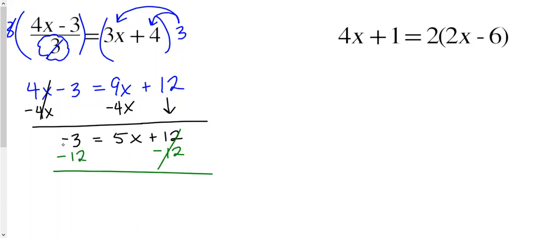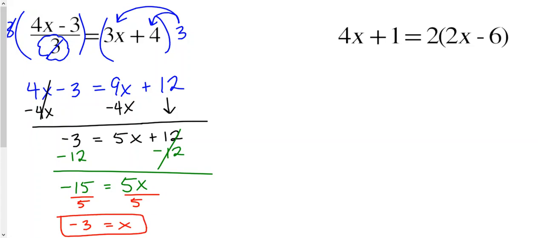Get rid of that. We have negative 3 minus 12. Again, use your calculator if you need to. Gives us negative 15 is equal to 5x. Last step, divide each side by 5. And we get negative 3 to equal x.